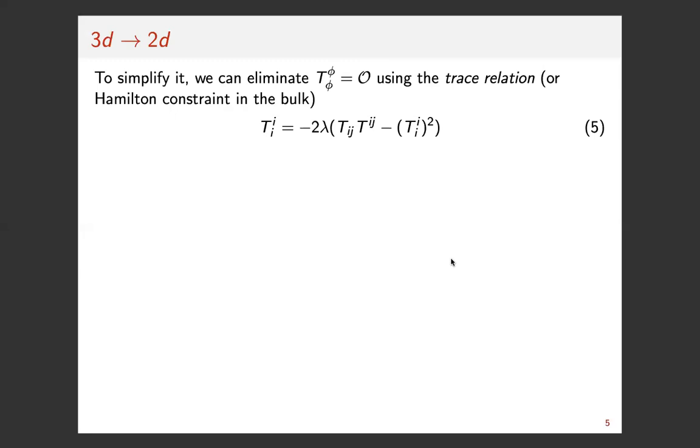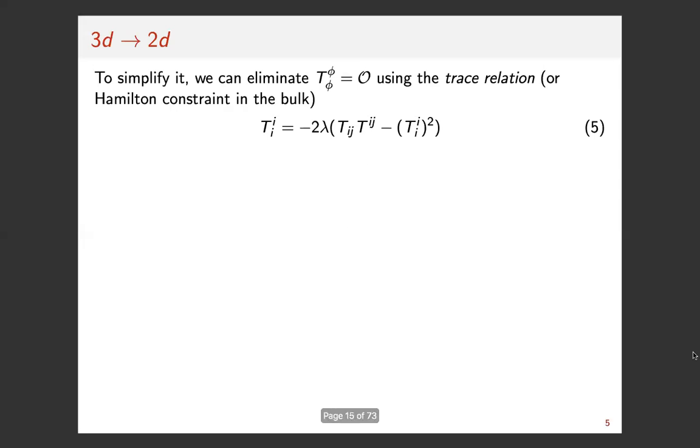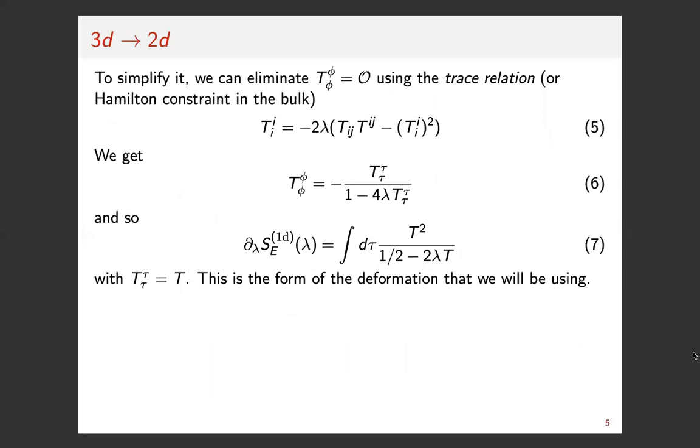The trace of T, with some factors, and when you assemble that, you get a relation that's like equation 5. Happy? Yep. Now that equation I'm using to rewrite T phi phi in terms of T tau tau. And here I ignored again this T tau phi component. And now if I plug in equation 6 into what I had in equation 4, I arrive at equation 7, where T tau tau upper lower is T. Okay, thanks, it's clear now.